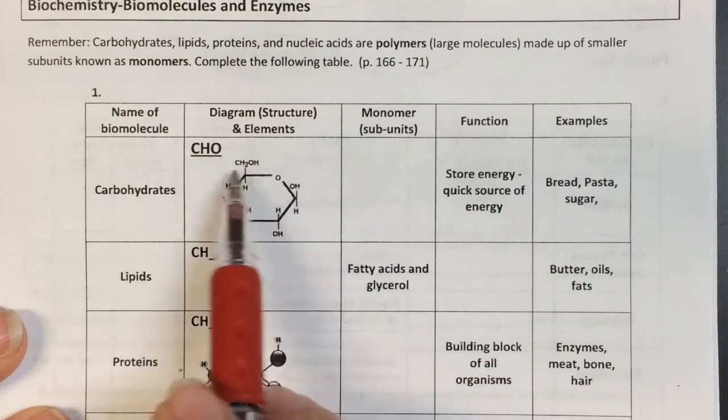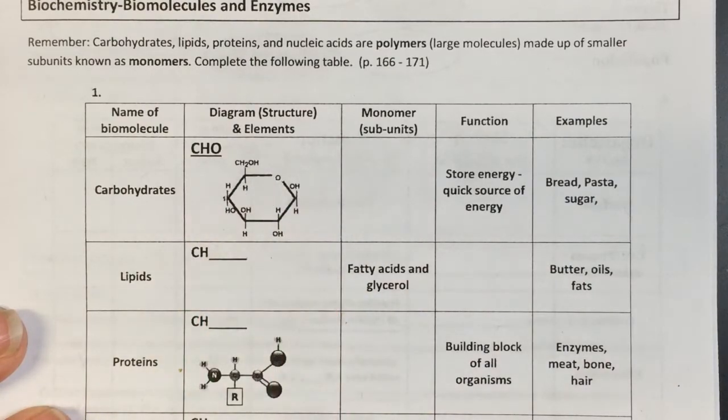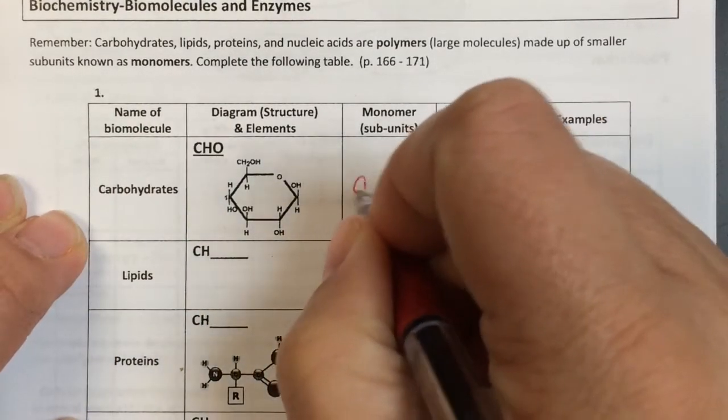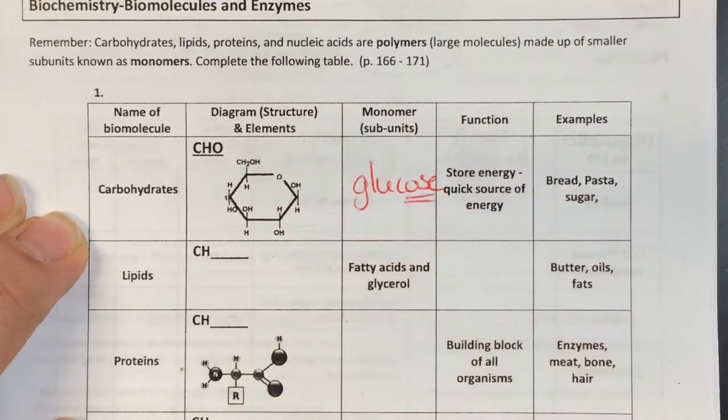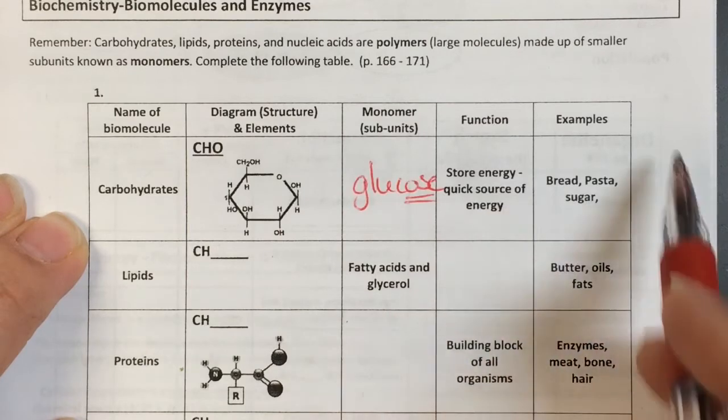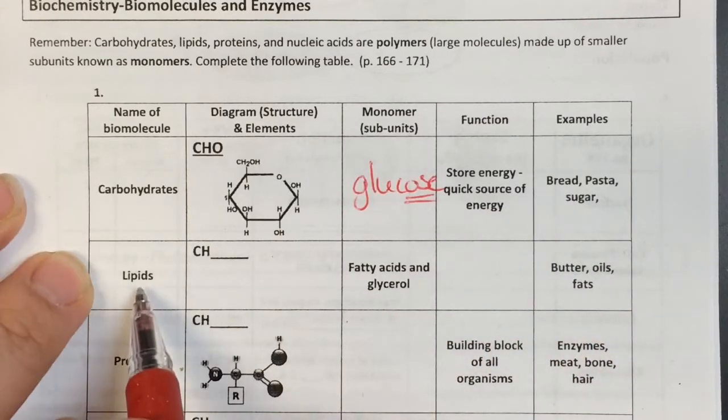CHO are the elements, and you usually see them in a geometric pattern. The monomer is glucose, or really anything that ends in the word "ose." We use them for quick energy and breads, pasta, and sugars.